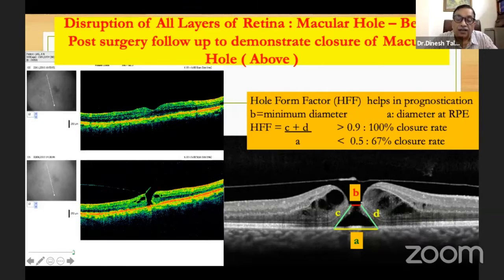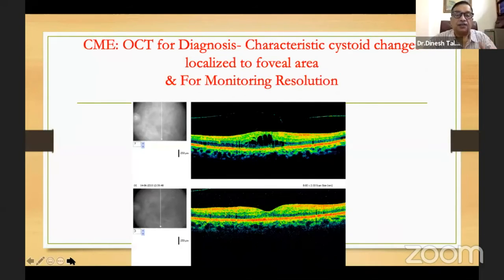Now, what can help you to decide whether this macular hole surgery will be successful? The hole form factor, that means you see the side walls, and you do the ratio of the side walls to the base. And if this is around 0.9 or more, the chances are that the hole will settle. Of course, I think in Narayana Nethralaya, they've done many other parameters to analyze the prognosis of macular hole surgery, but this is a basic way of judging. If there's too much distance between the two walls of the hole, then the chances of success go down. The bigger the hole, the lesser the success rates.